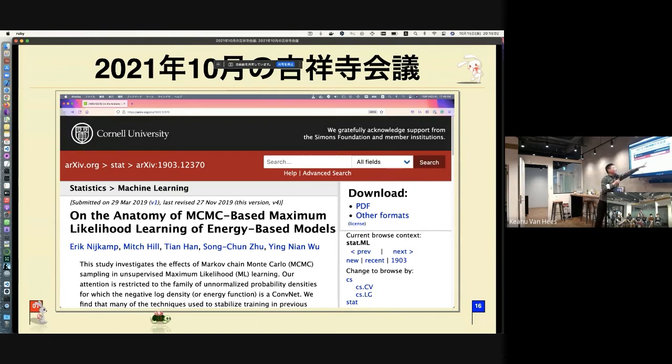Then what is MCMC-based maximum likelihood learning? Well, the difficulty with this particular method is that during training time and also inference time, it's hard to sample from the probability distribution that you learned. So people came up with, I think it's a paper in 2019, that you can use MCMC to just grab a sample point out of the distribution you learned. And what is MCMC? It stands for Markov Chain Monte Carlo.